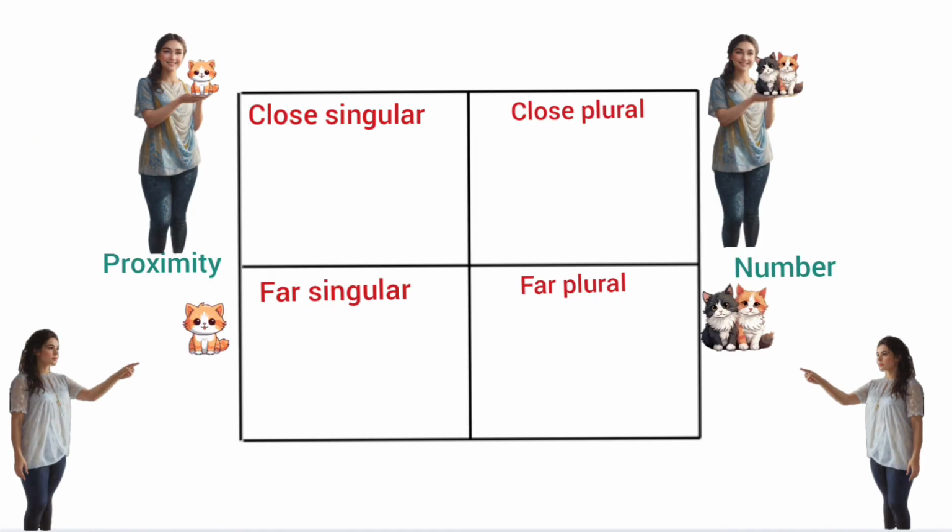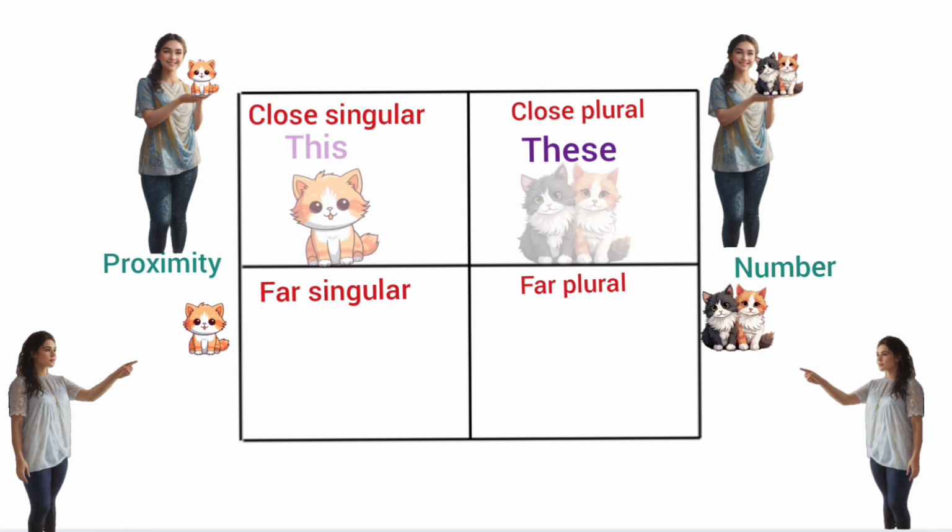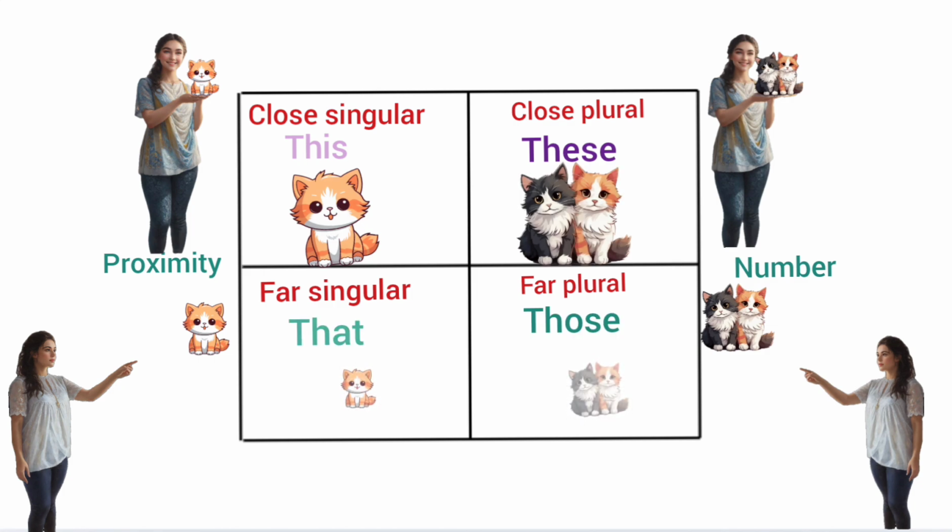In English, we organize these words by distance, how close or far something is. If the item is near, we say this or these. If it is farther away, we use that or those. They also change depending on number. This and that are singular, and these and those are plural.